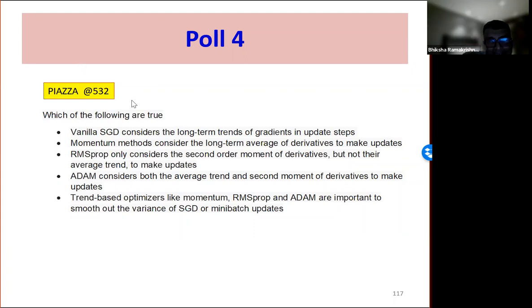1 is false. 1 is the only one that's false, right? The rest of the long-term momentum methods consider the long-term average of derivatives. RMSprop only considers the second moment of derivatives, but not the average trend. Adam considers both the average and the second moment, and trend-based optimizers are important to smooth out the variance of SGD or mini batch updates.